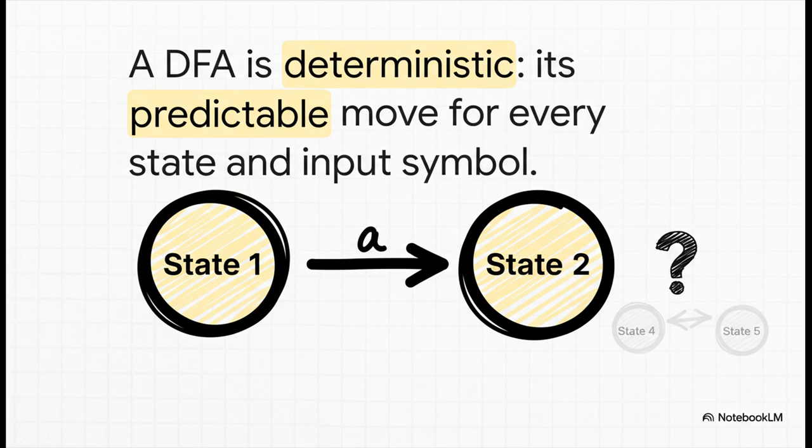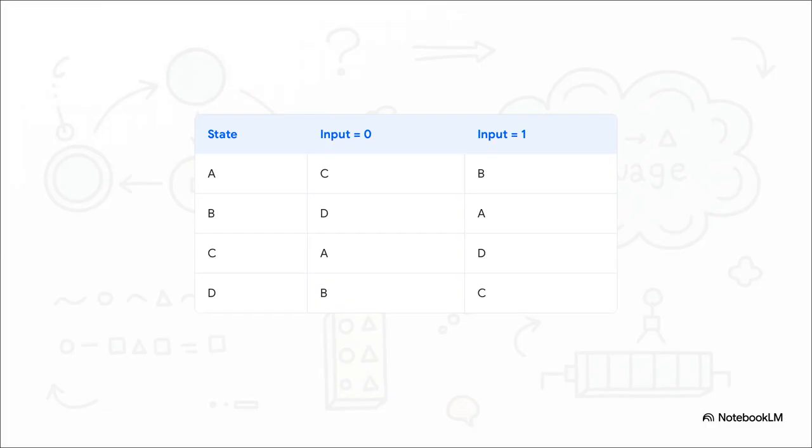No ambiguity, no choices. And this table here, this is basically the machine's brain printed out on paper. It's a complete cheat sheet for the rules. It says, okay, machine, if you are currently in state A and you read a 0, you must go to state C. If you read a 1, you go to state B. Period. Every single possibility is mapped out right here.